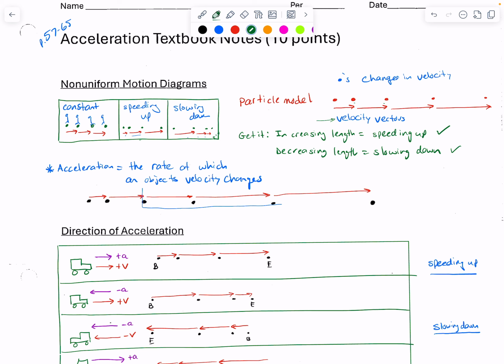The other thing that came up in there was what was called the acceleration, and acceleration is the rate at which an object's velocity changes. And it went through a little three-step process to show you how that works.